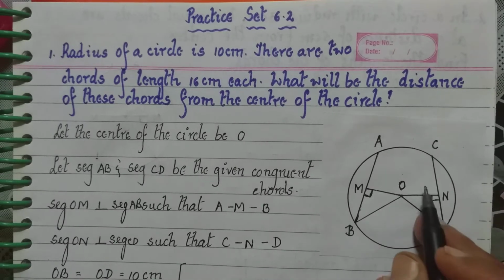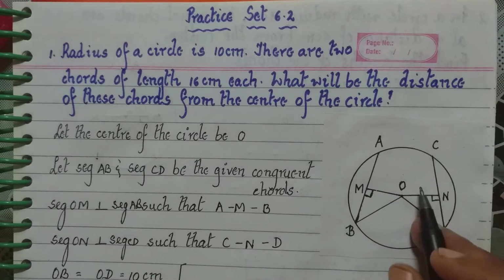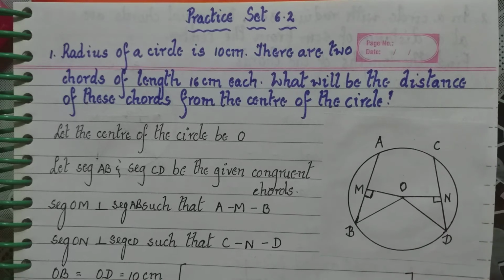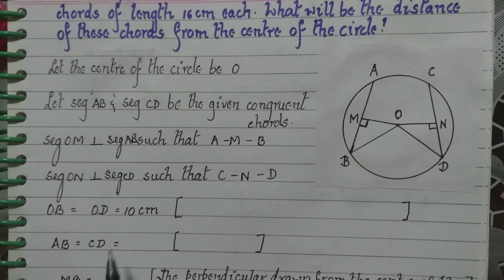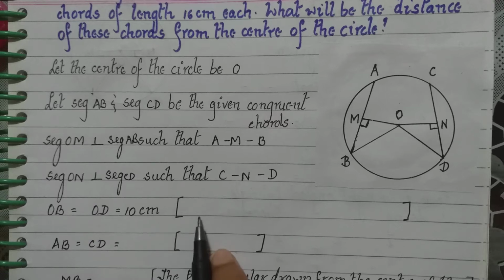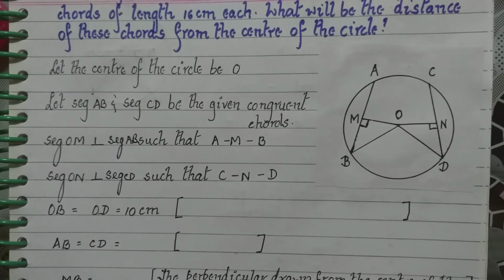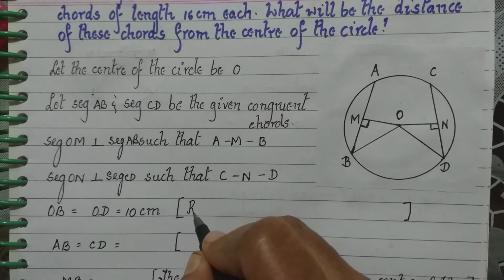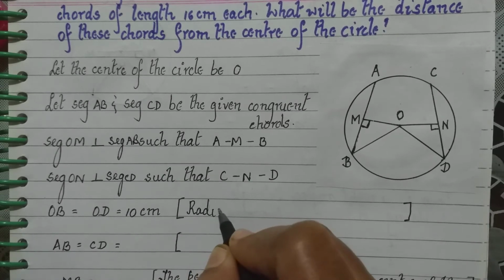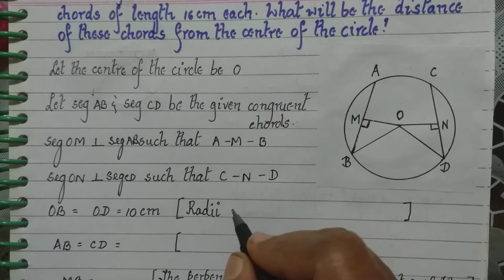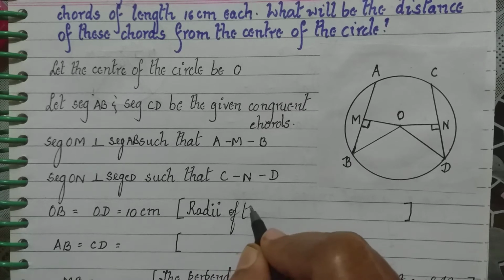Now I told you that OB and OD are the radius. So OB equal to OD is equal to 10 centimeter. What is the reason here? Because they are radii of the same circle. So we write here the reason. Radii of the same circle.